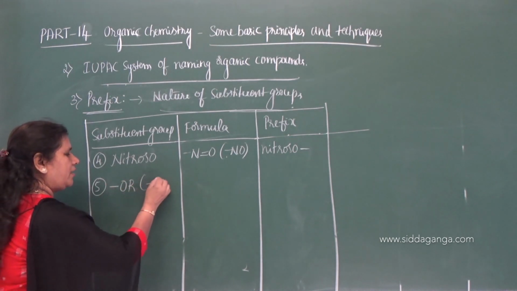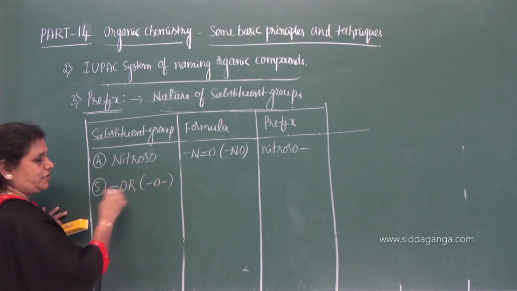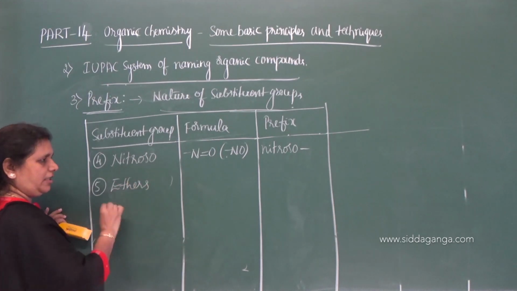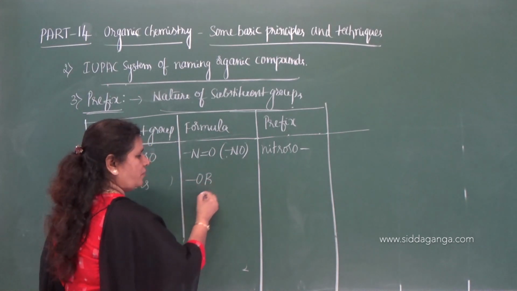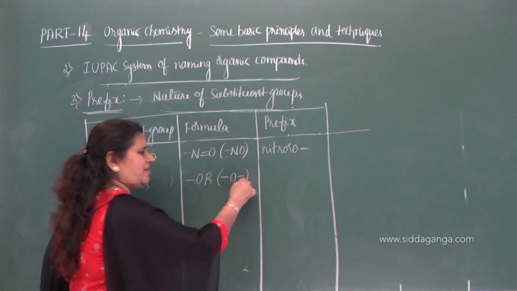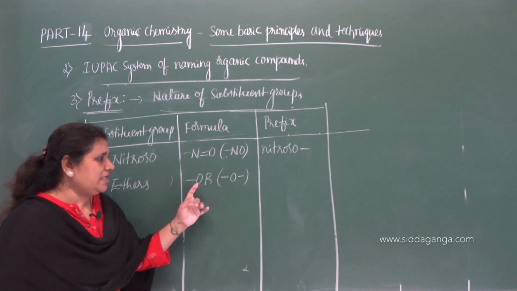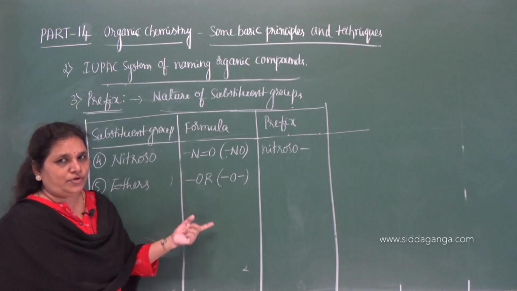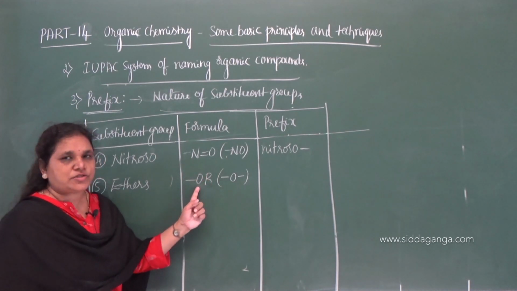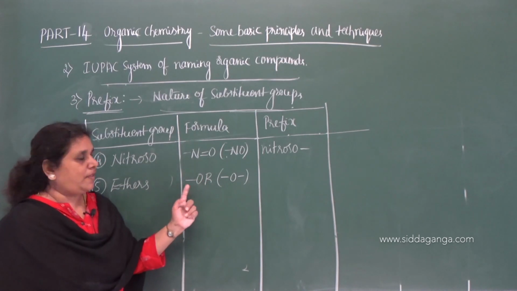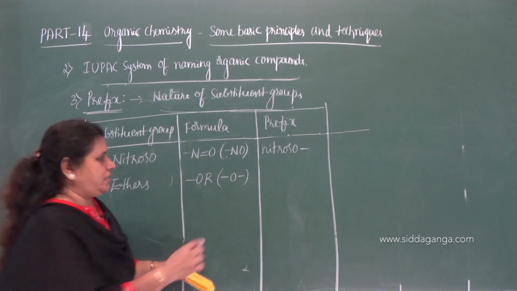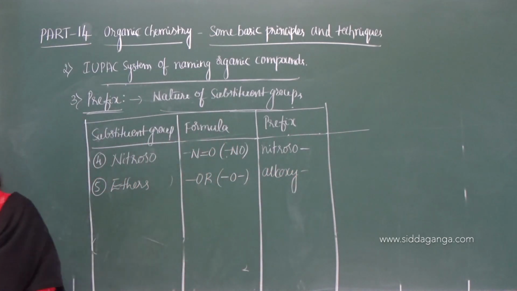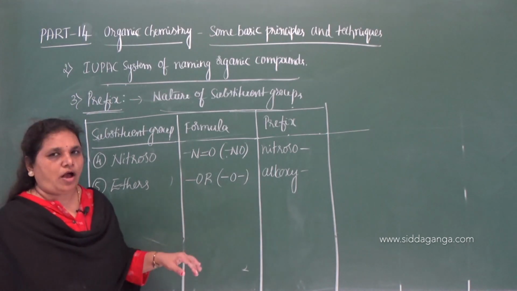OR. O is the ether functional group. Sorry, here you have to write the name ethers. Ethers are represented as OR, where O is the functional group. As I said, this ether functional group is always with the alkyl group. Then what is the name? You know the prefix? Alkyl group and the oxygen, then alkoxy. O and methyl group, methoxy. So the name is alkoxy.